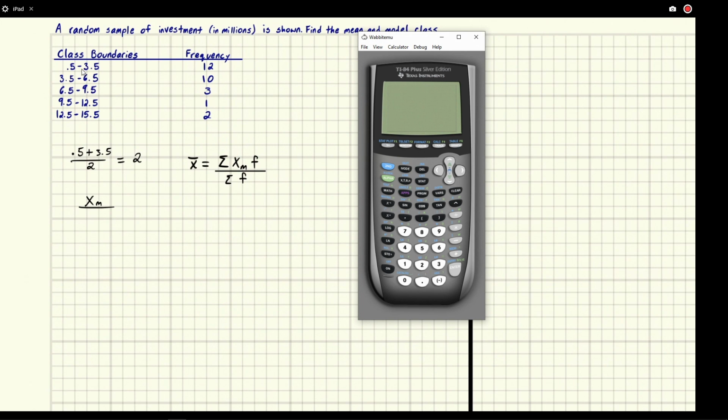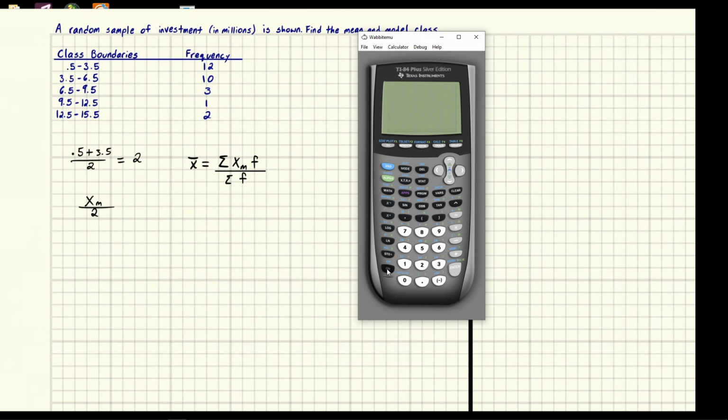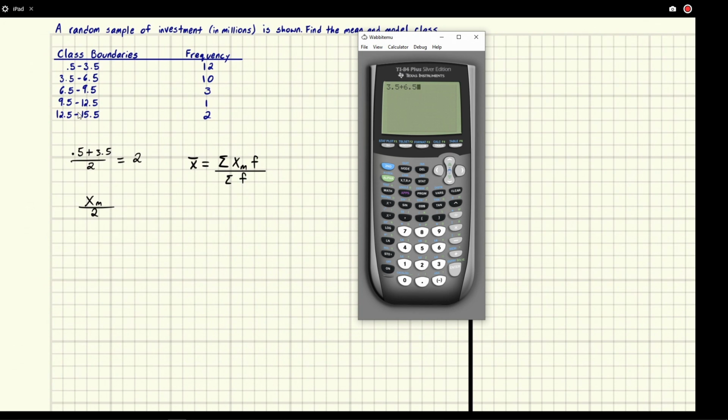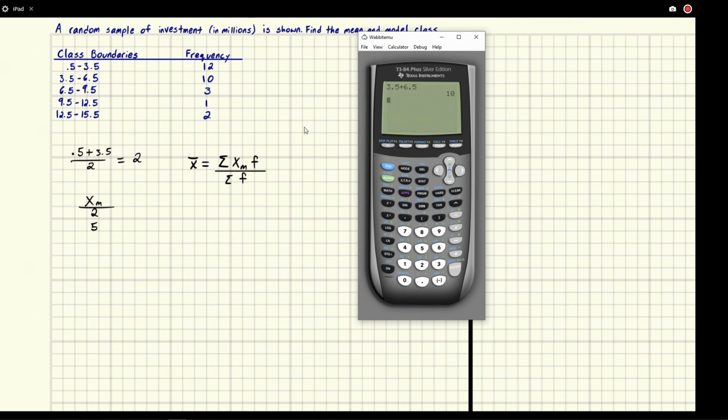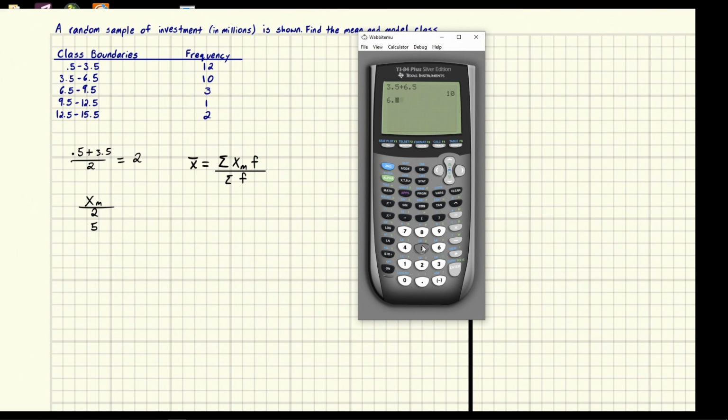We already did the first one. We found that it was 2. Next up, we're going to do 3.5 plus 6.5. And remember, these are not minus signs. These are saying we're going from 3.5 to 6.5. It's not 3.5 minus 6.5. It's all the numbers between these two numbers. So we add these. We get 10 divided by 2 is 5. And then you'll do the next one, 6.5 plus 9.5, and you'll divide by 2.